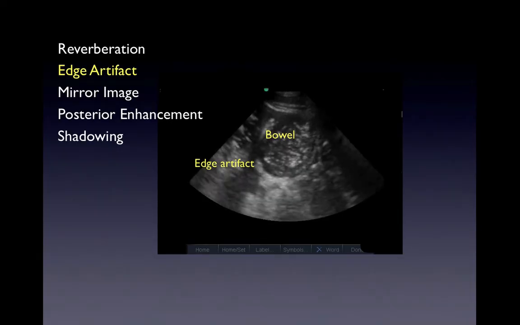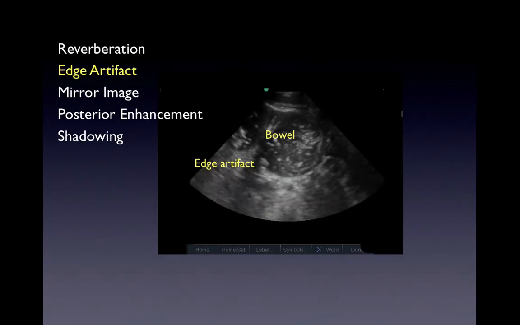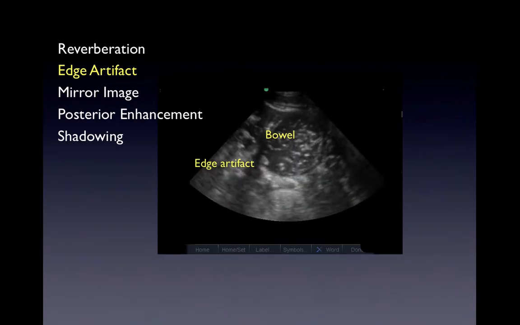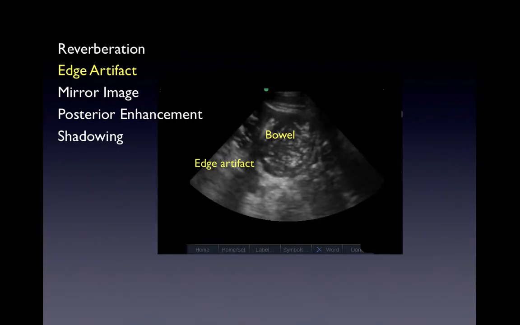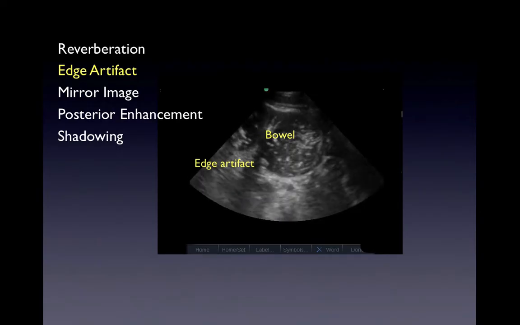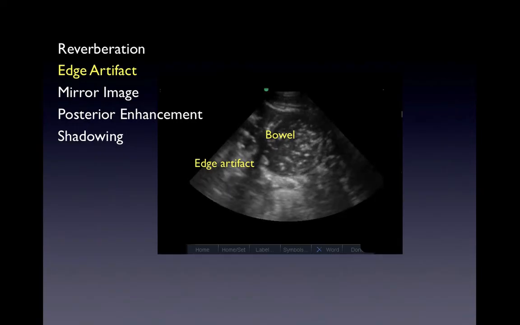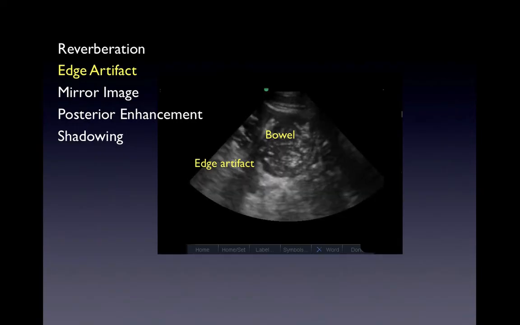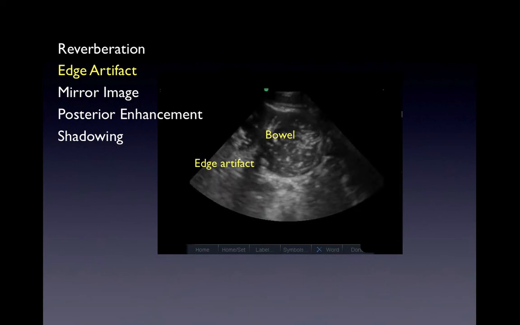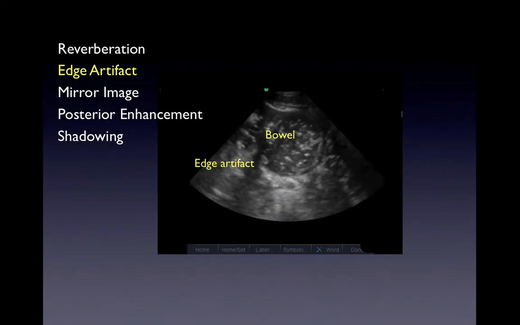Here's another example. We're seeing some reverberation, some refraction of sonographic waves with the bowel. Now here the bowel is peristalsing, and it's partially solid and partially liquid filled. And with edge artifact here, you can see that it almost looks like there's shadowing, almost as if there were stones in the bowel wall. However, there are not. So this is a normal finding. This is something that you will see because of the refraction of the sonographic waves as they're hitting a curved surface.